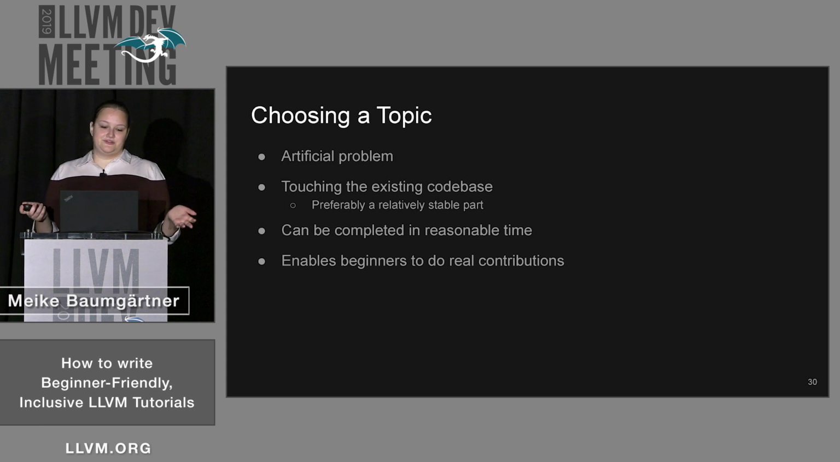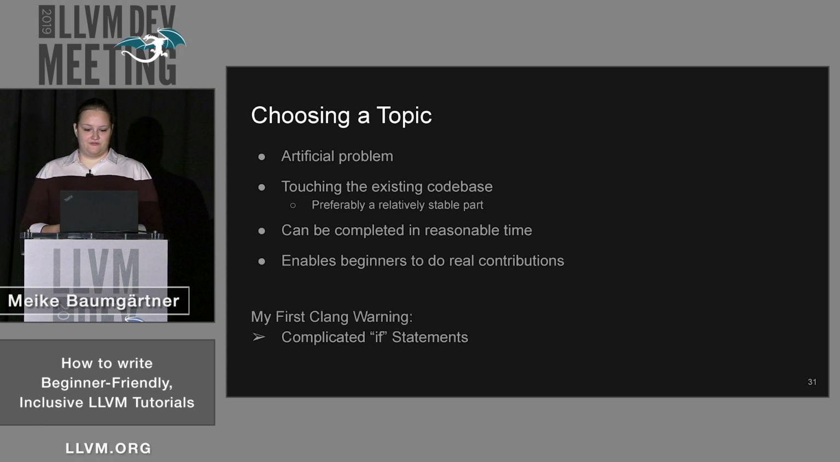And in the end, the goal of the tutorial will be to enable beginners to do real contributions in your area of the code base, roughly. They could go on to the starter bug component and look for some bugs and see, okay, yeah, I recognize these classes, now I can start dabbling around on my own. So, choosing a topic for our first Clang warning tutorial, we decided to do a complicated if statement. No one would probably implement a warning that tells you that your if statement is complicated, but it does introduce you to various parts of the warning and diagnostics engine, so it's a good problem.